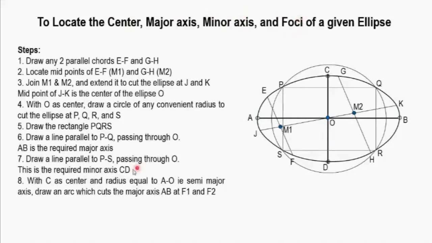So we know that with C as center and radius equal to AO, draw an arc which cuts the major axis at 2 points F1 and F2. C as center, AO as radius, draw an arc. This arc cuts the major axis AB at 2 points. These 2 points are the required foci F1 and F2. So you can take either C or D as center and radius equal to the semi major axis, half of the major axis, that is AO or BO.